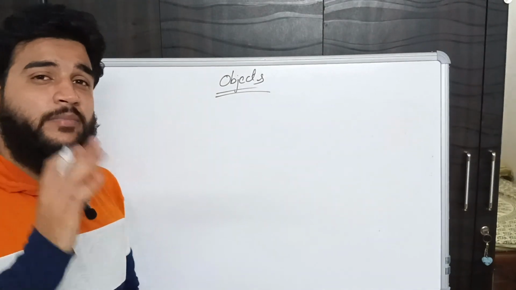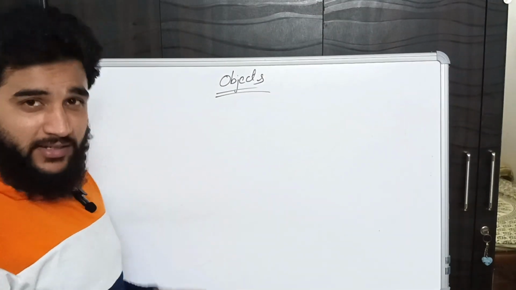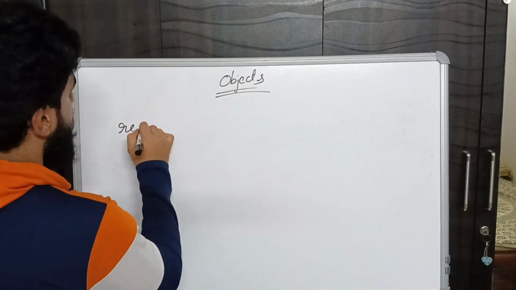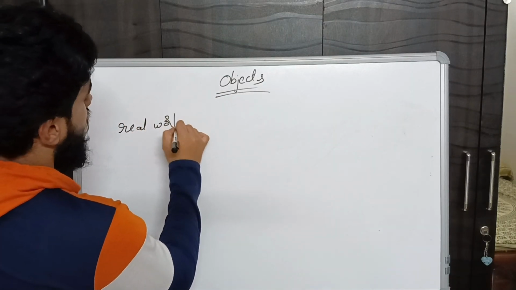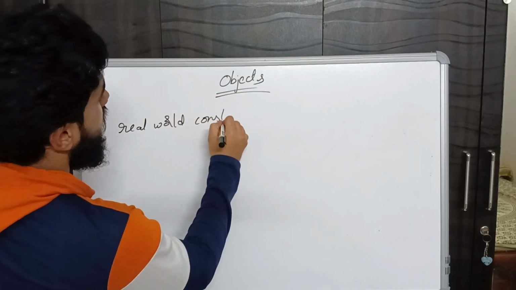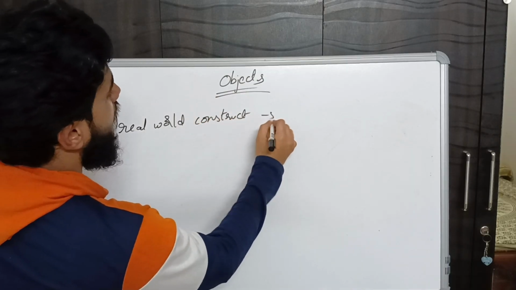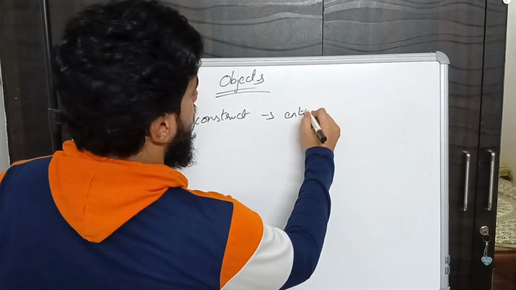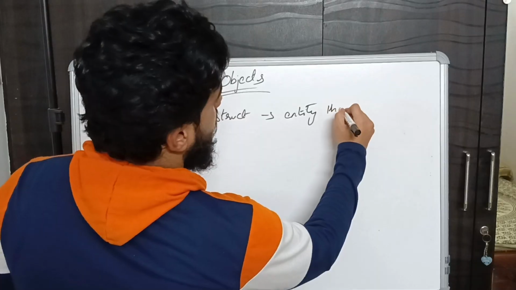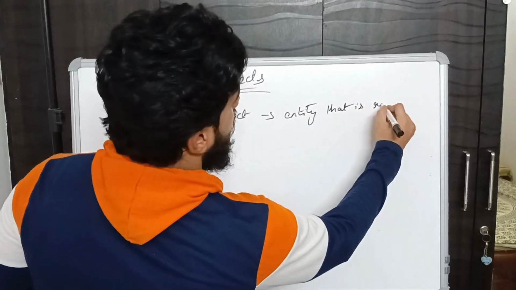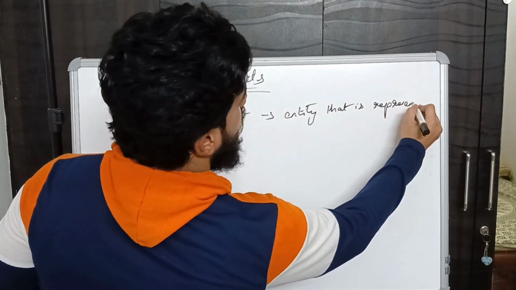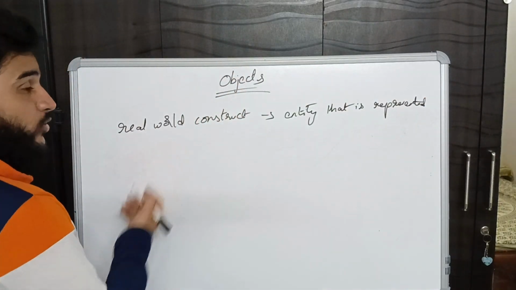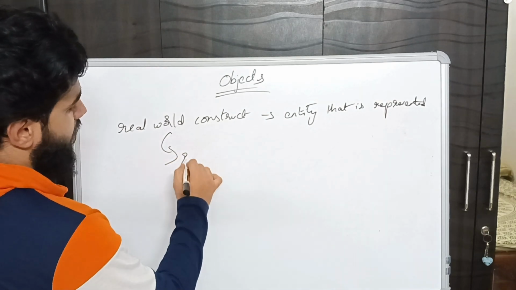First things first, let me reiterate what an object is. An object is basically a real world construct. This is basically an entity that you want to represent. For example, we took this example of a board.